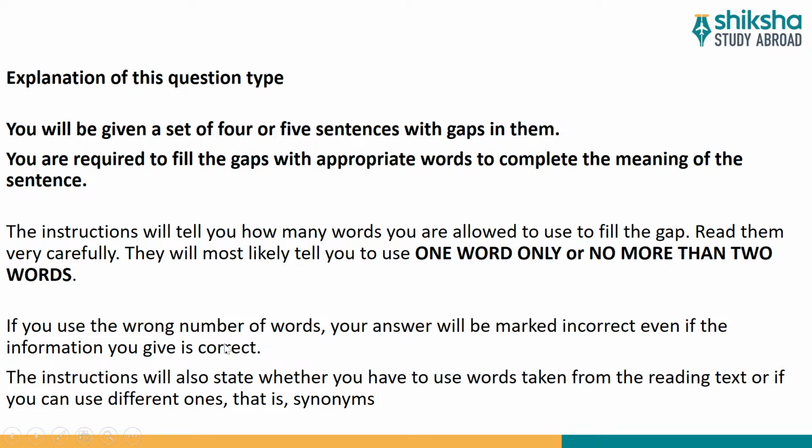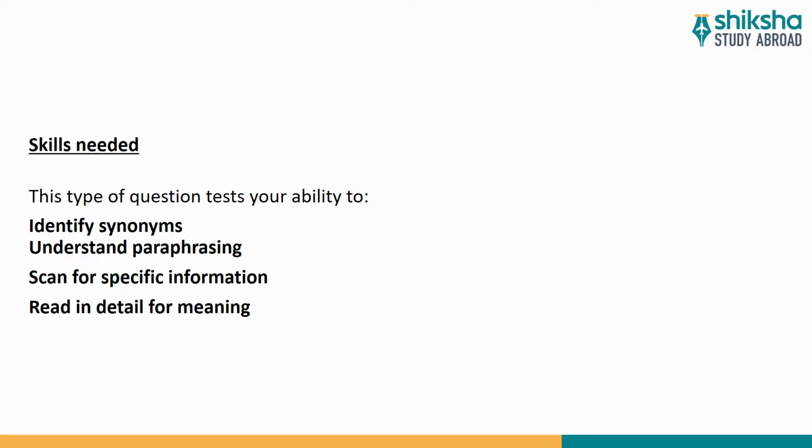So if you use the wrong number of words, your answer will be marked incorrect, even if the information you give is correct. The instructions will also state whether you have to use words taken from the reading text, or if you can use different ones, that is synonyms. So these all important factors about the question will be presented in the instructions. So guys, please do not ignore reading the instructions.